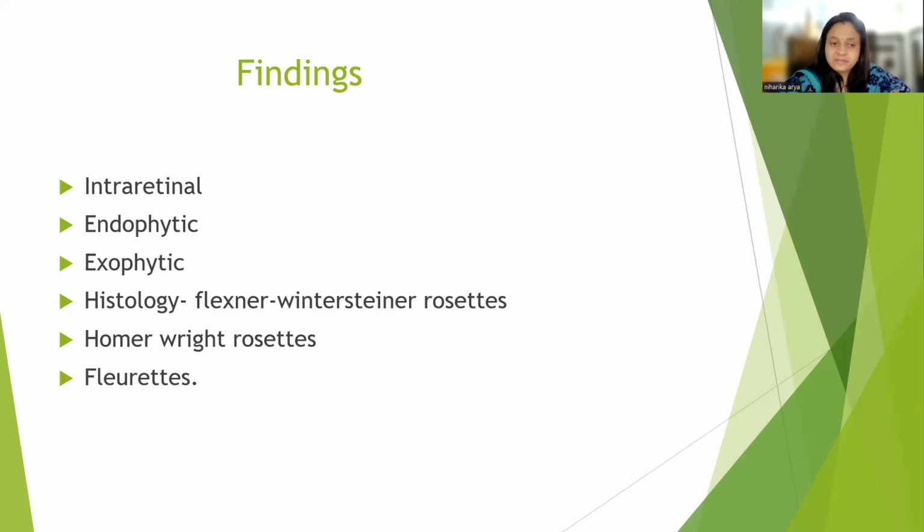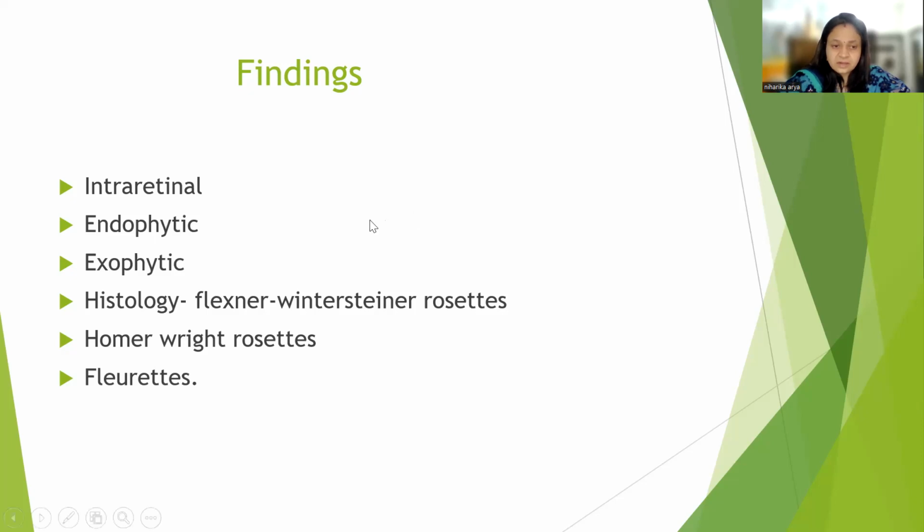Exophytic means the growth of the retinoblastoma is outside the eyeball, so it involves the sclera or optic nerve. This is the exophytic type. So intraretinal means the growth is confined only inside the eyeball. Endophytic is when the growth is toward the lens. Exophytic means its growth is toward the sclera, outside.